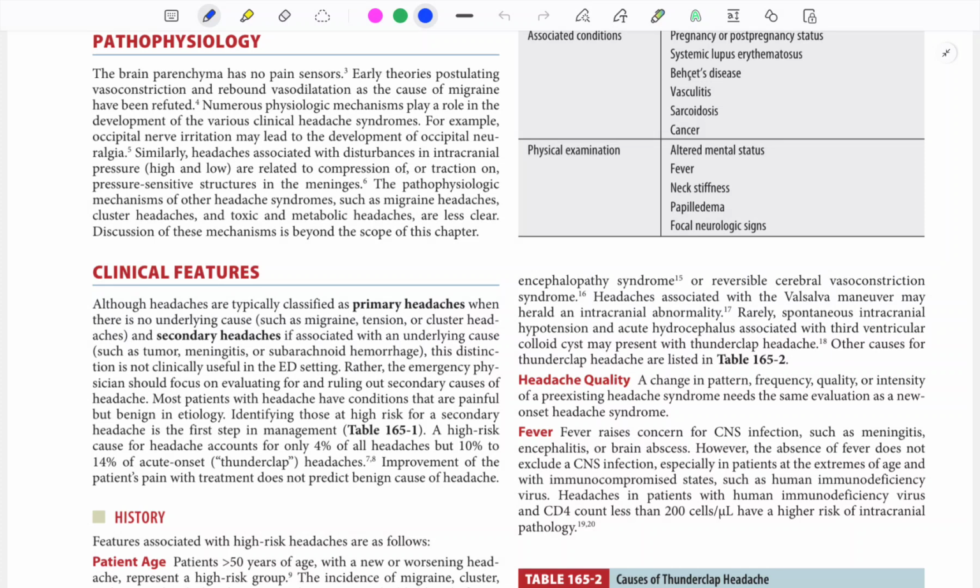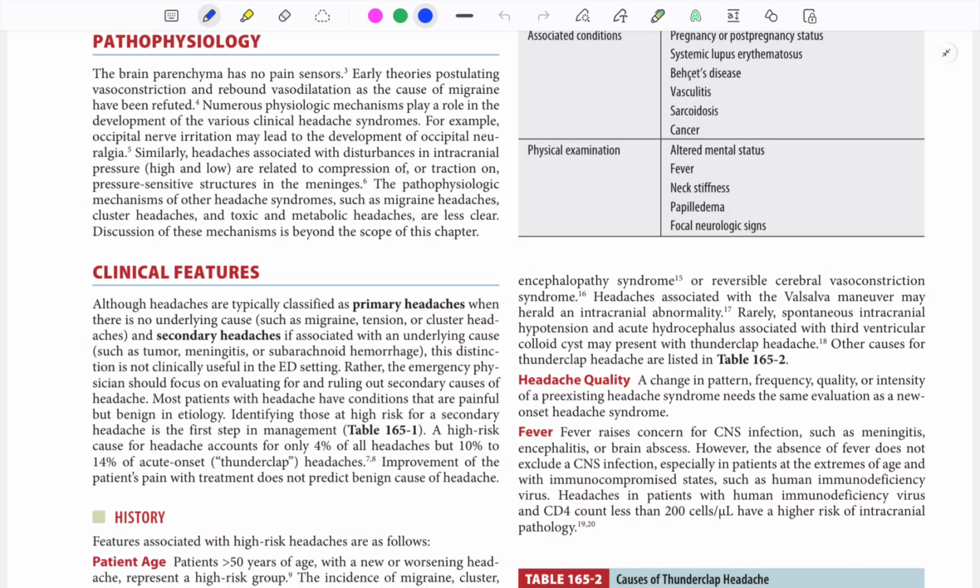Improvement of the patient's headache with treatment does not predict a benign cause. Even a subarachnoid hemorrhage improves very well with paracetamol. So history, examination and some imaging, preferably an NCCT, rules out most of your headache causes. If you still can't rule it out, you can do a lumbar puncture. Regarding age, a patient of more than 50 years of age with new or worsening headache represents a high risk group. So all patients of more than 50 years with new or worsening headache need to be evaluated.